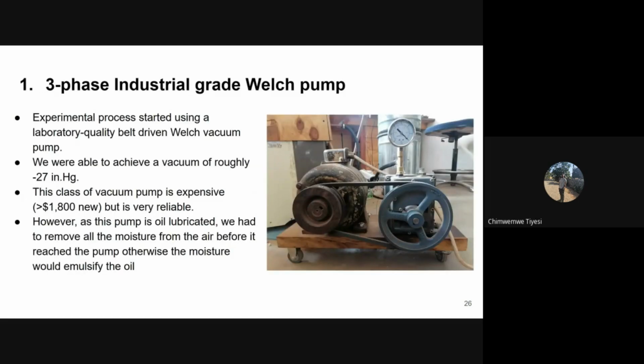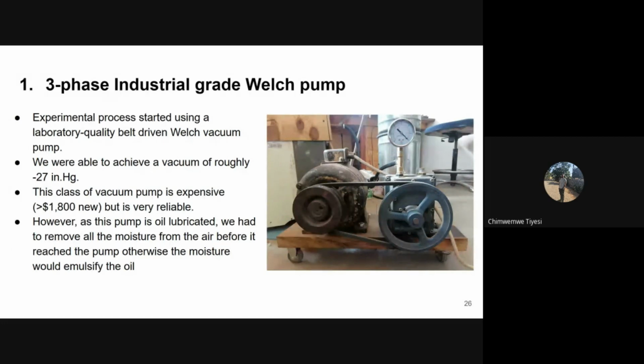So for a start, we start with the three-phase industrial grade watch pump. When we started the experimental process using a laboratory quality-driven vacuum pump, as you can see in the graphics, we were able to achieve a vacuum of about minus 27 inches of mercury. One thing I want to say here is that this class of vacuum pump is very expensive. It can go above $1,800 US dollars, but this one is very reliable.